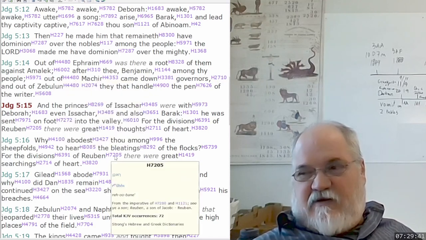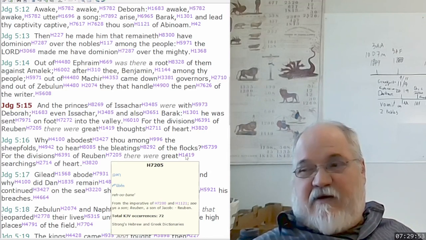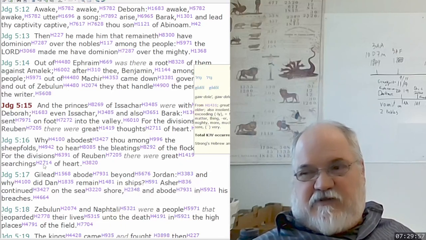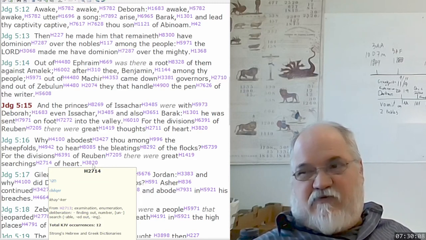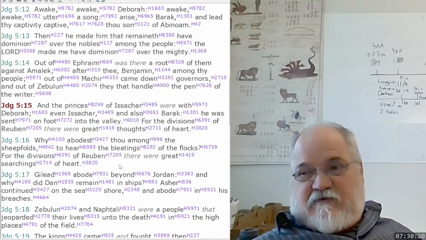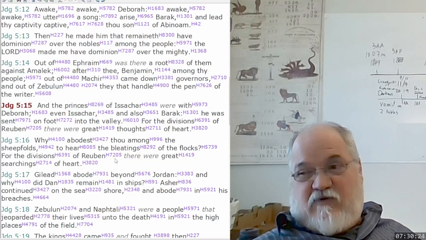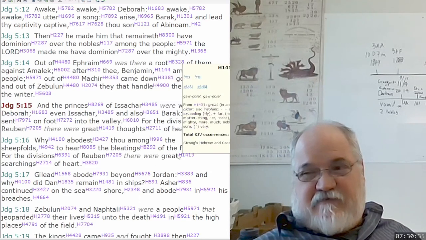Now, Reuben here, he's the son of Jacob. We know that. He's the eldest. And they were great in that there were great, that's Gadol, searchings, examination or enumeration or deliberation. Finding out, number, search of heart. And of course, that's going to be lab. Also used figuratively for our feelings, all kinds of different things, understanding, wisdom. Just so it says that there was this message that was searching out numbers. It is great understanding. That's Reuben.